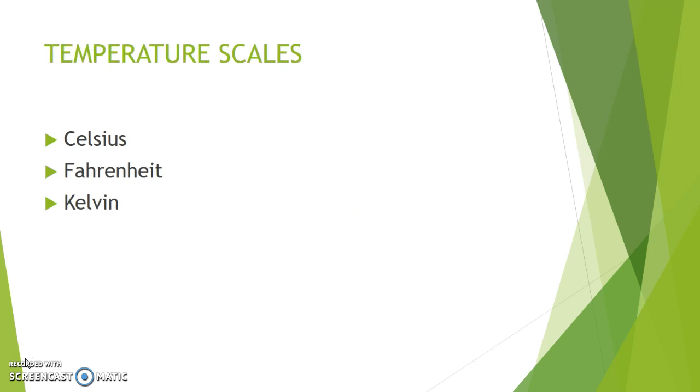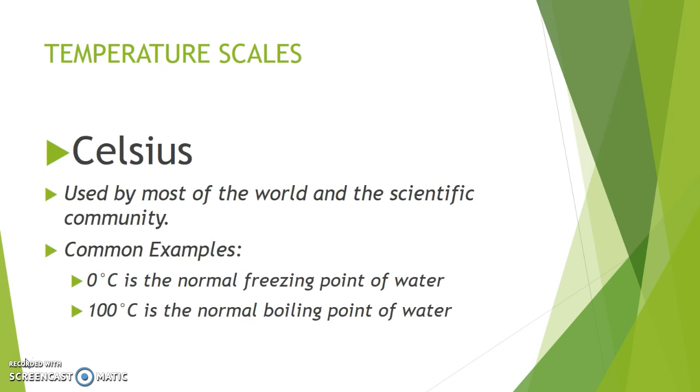The three main temperature scales are Celsius, Fahrenheit, and Kelvin. The Celsius temperature scale is used by most of the world and the scientific community, and it's also the temperature scale that the thermometers you use in class record in. Some of the main temperatures in Celsius would be 0 degrees Celsius, the normal freezing point of water at 1 atmosphere, and 100 degrees Celsius, the normal boiling point of water at 1 atmosphere.